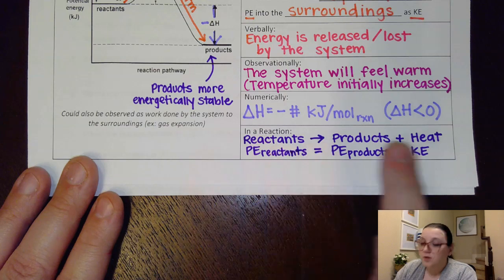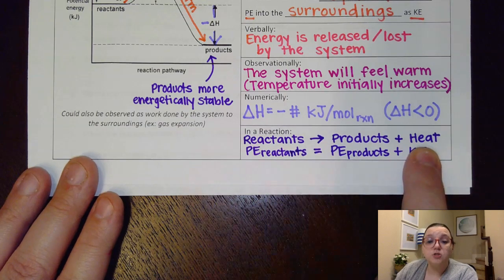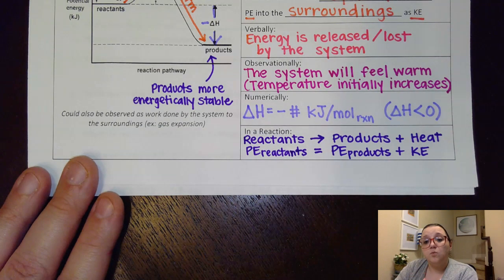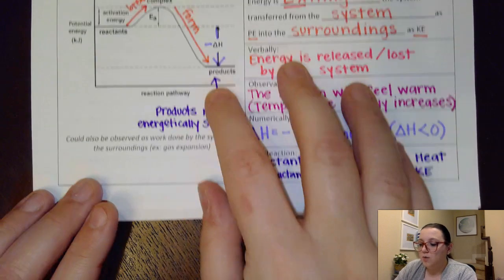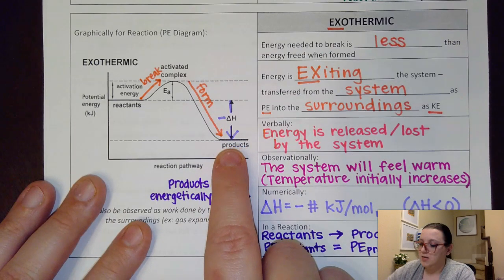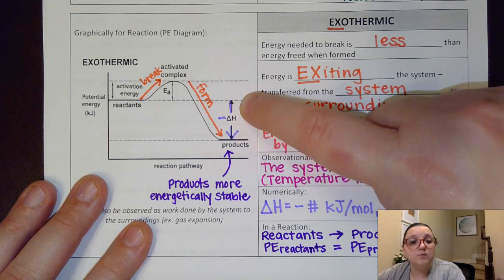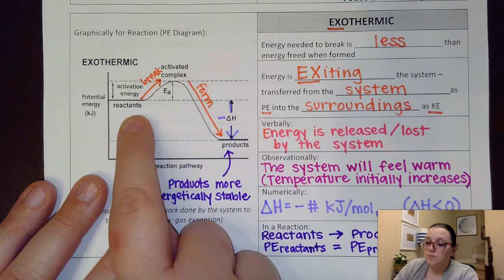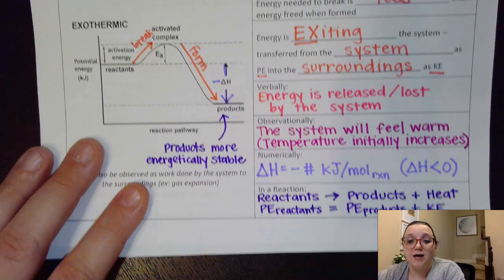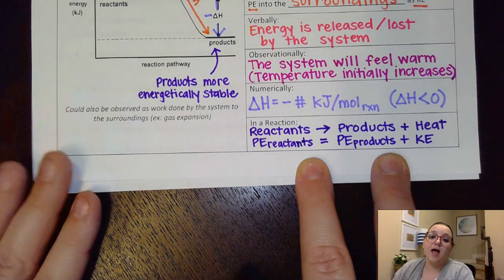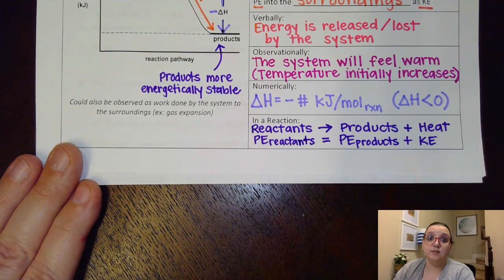That's another way of showing that it's a negative value. Also, now we could put heat as a product to show it's being released. And so what would happen is that lower potential energy of the products in combination with the kinetic energy that's being released would give us the potential energy of the reactants. So again, that's showing how that energy overall was conserved.